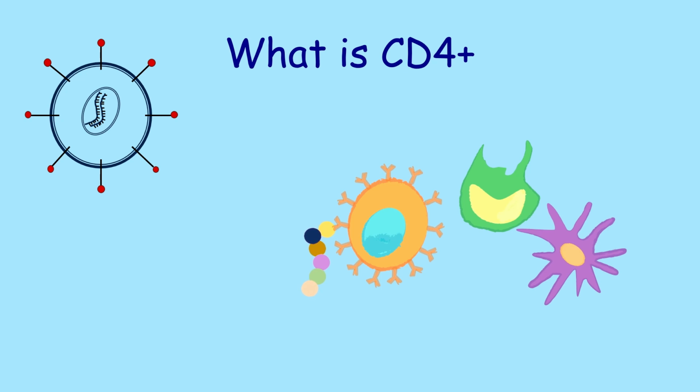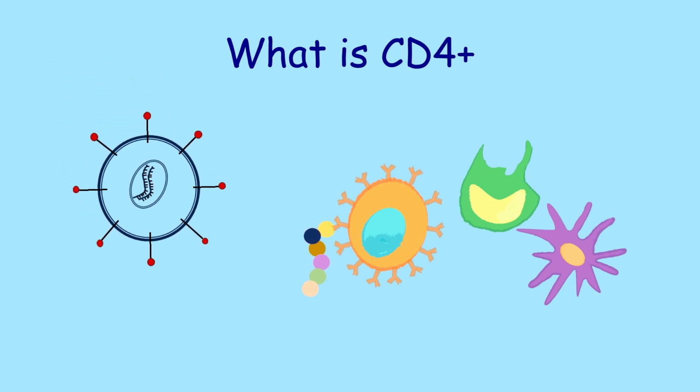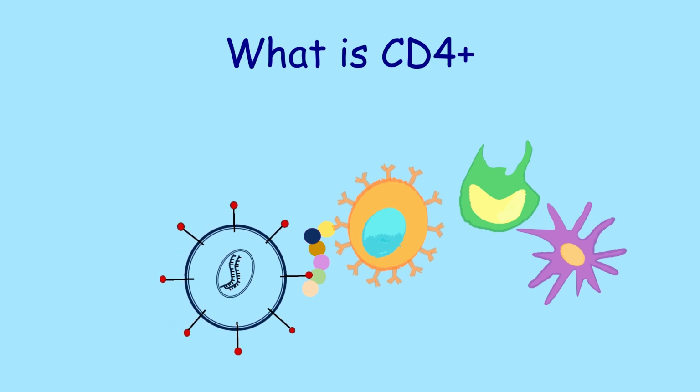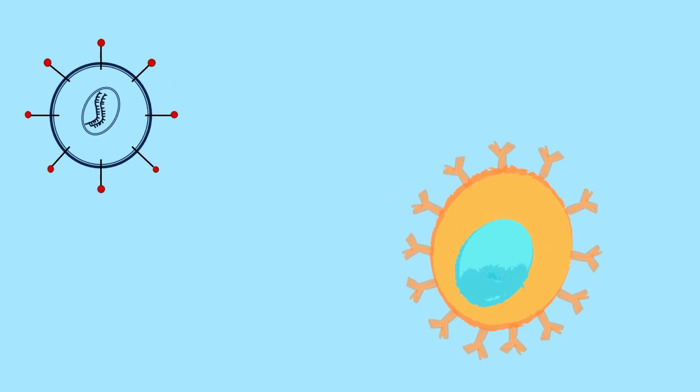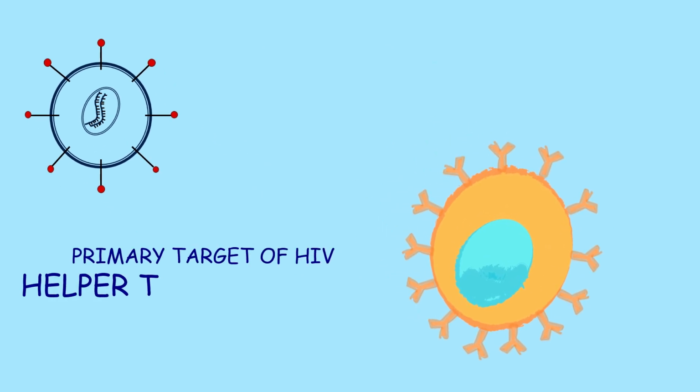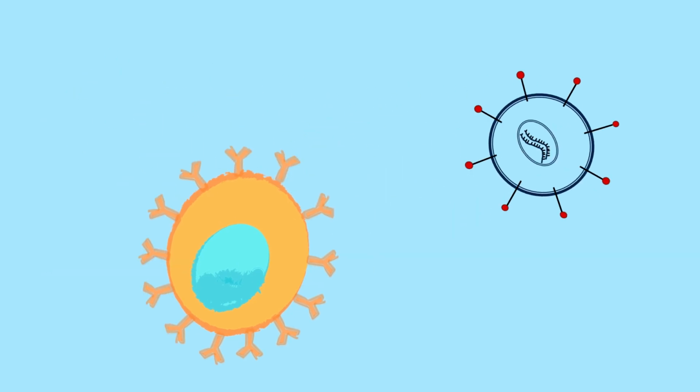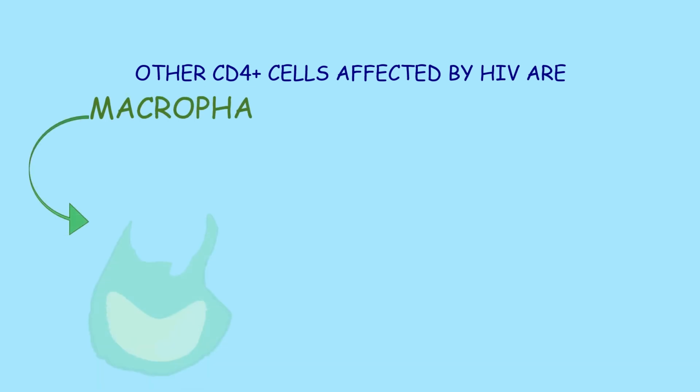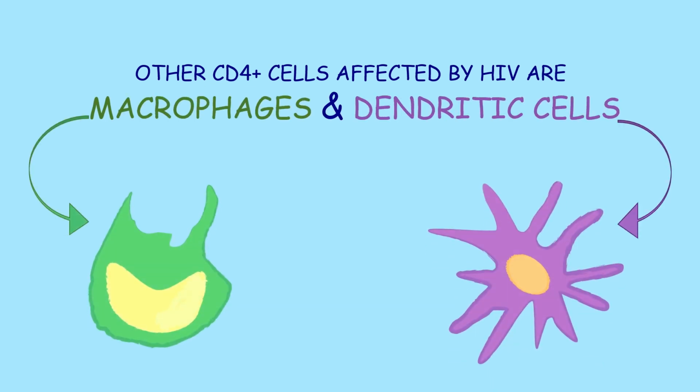These receptors are recognized by HIV if it enters the body, and HIV then attaches itself to these certain glycoproteins and invades the human immune system and attacks various cells. Among these cells, the primary targets are the helper T lymphocytes, while the other CD4 cells affected by HIV are macrophages and the dendritic cells.